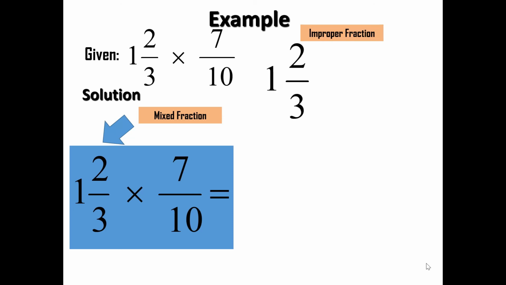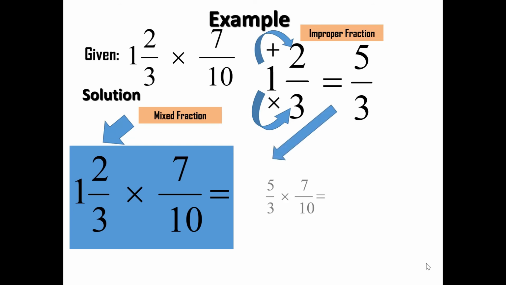So, paano? So, yung 1 and 3, kailangan multiply natin. So, 1 times 3 is 3. At yung sagot naman natin doon, i-add natin sa 2. Now, 3 plus 2 ay 5. At kukunin natin yung denominator na 3. Ngayon, meron na tayong improper fraction na 5 over 3 na nanggaling sa mixed fraction na 1 and 2/3. Yan. Imumultiply na natin to ngayon sa 7 over 10.